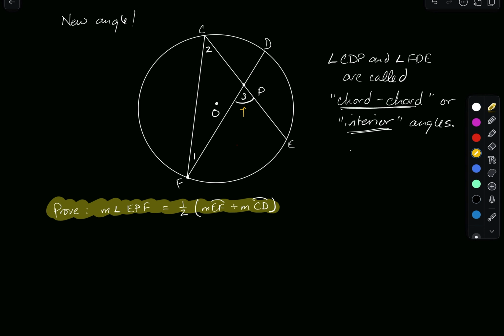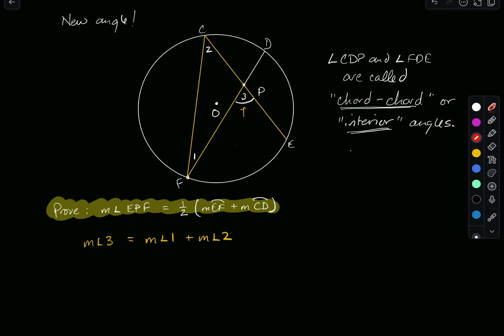And what I hope you see is that angle 3 in this case is an exterior angle to the triangle that I just created. So since it's an exterior angle, the measure of angle 3 is equal to the sum of the two remote interior angles of that triangle, right? Exterior angle theorem.